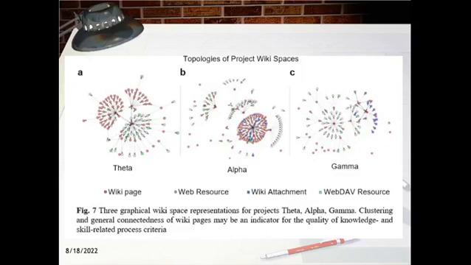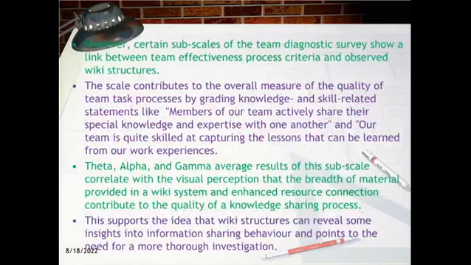Team Gamma's wiki area, on the other hand, has a rather simple topology. Not only is the total number of wiki pages far lower, but the interconnectedness of the resources is also much lower. These quantitative features of wiki spaces did not disclose statistically relevant relationships to performance measurements. However, certain subscales of the team diagnostic survey show a link between team effectiveness process criteria and observed wiki structures.